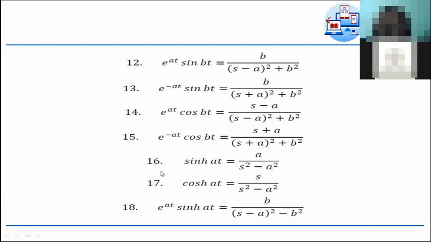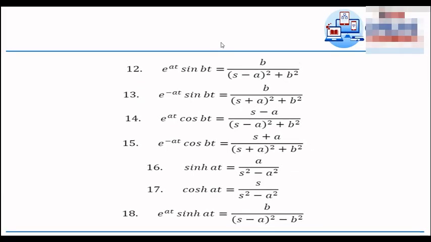Number 16 formula, sinh a multiplied by t is equal to a all over s squared minus a squared. Next, number 17 formula, cosh a t is equal to s all over s squared minus a squared.